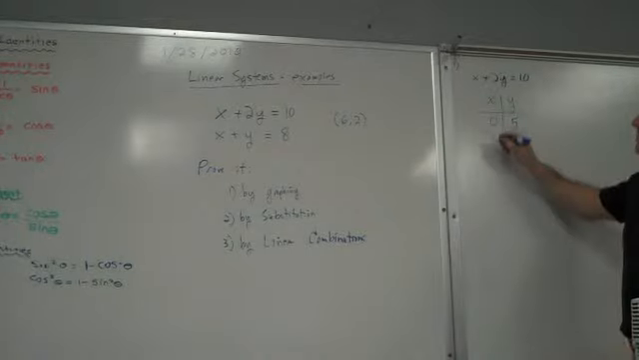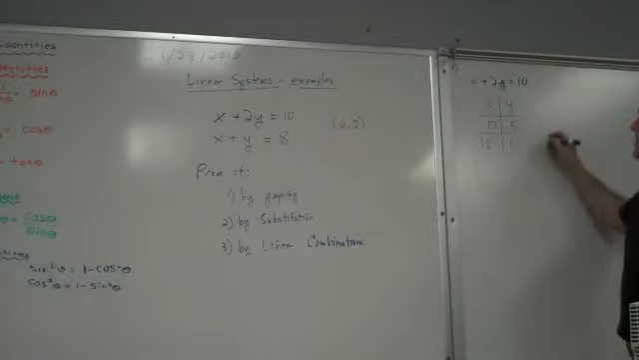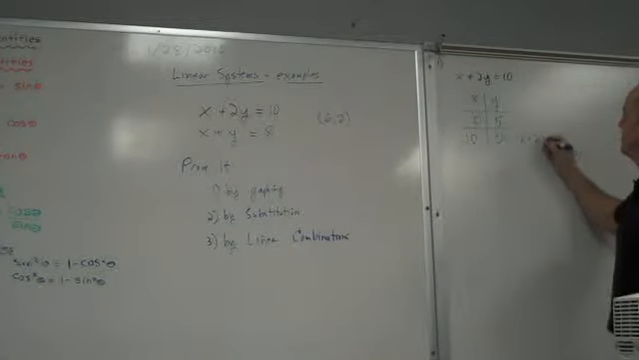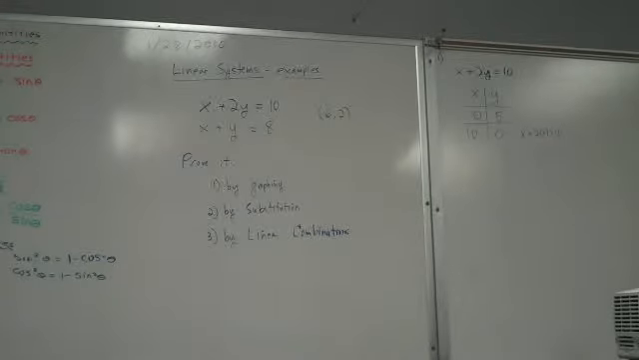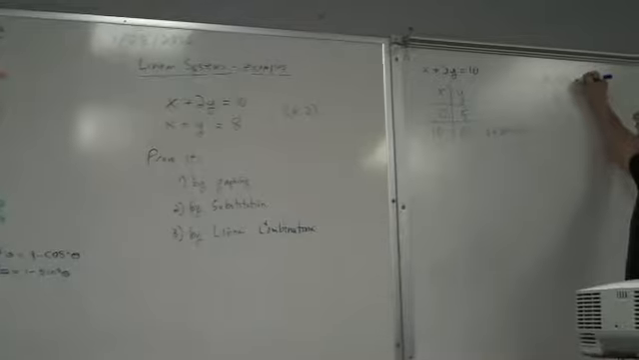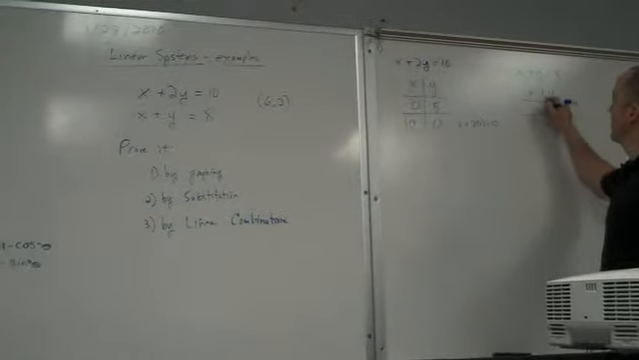Is it a 1 or 10? It's 10, because you have x plus 2 times 0 equals 10, so the 2 times 0 goes away. And now if I want to graph this line, x plus y equals 8, do it the same way.